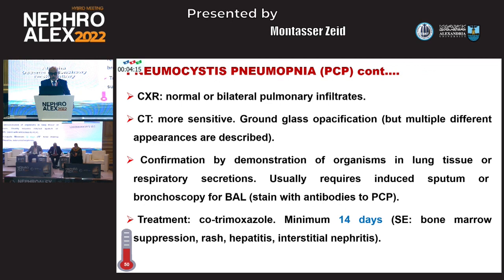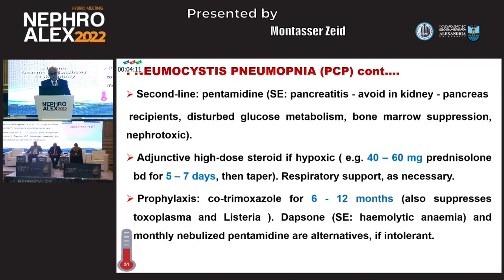Treatment is by cotrimoxazole for a minimum of 14 days. Second line is pentamidine, with adjunctive high-dose steroid if the patient is hypoxic. For prophylaxis, we give trimethoprim-sulfamethoxazole for 6 up to 12 months post-renal transplantation, and in special cases we continue prophylactic treatment for life.